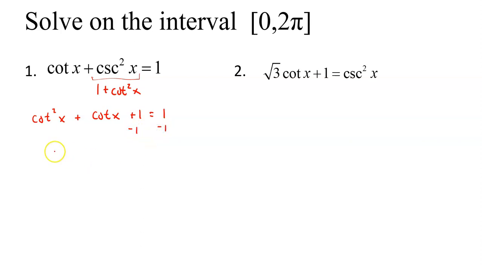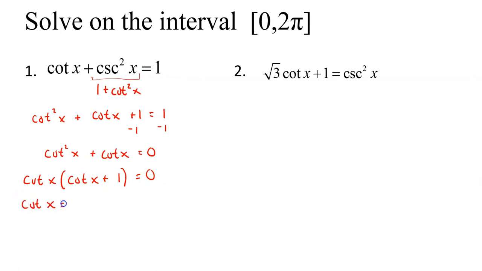So let's subtract the 1 from both sides, and I get cotan squared x plus cotan of x equals 0. Common factor, let's factor out a cotan x. Take a cotan out of a cotan squared, and I get a cotan. The second term, cotan divided by cotan, is 1. Set each piece equal to 0. So I get cotan of x equals 0. The second possibility is I have cotan x plus 1 equals 0, which means cotan of x equals negative 1.